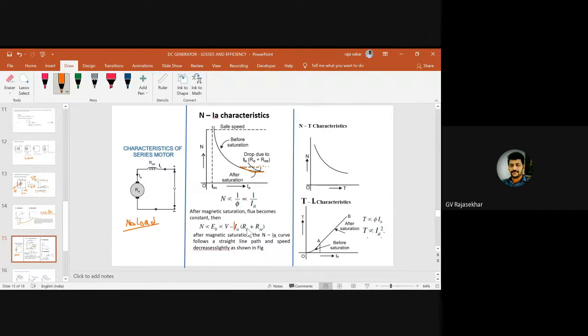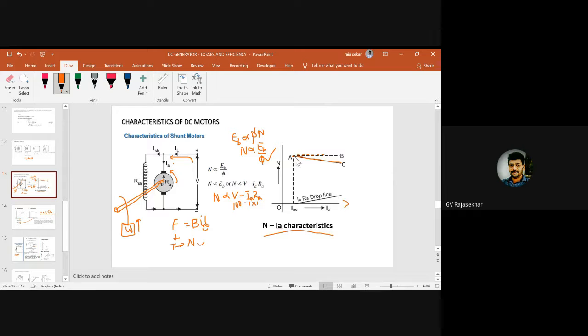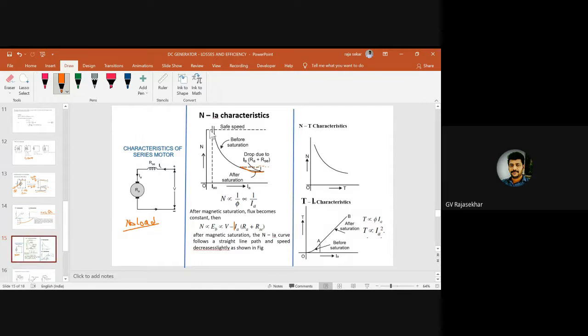So what is happening when IA is increasing? The speed decrease is very drastic. This is the characteristic for a series motor. So what is the characteristic for a shunt motor? N versus IA shows a very small change in speed from no load current to full load. But here, a very drastic change in the speed is observed.